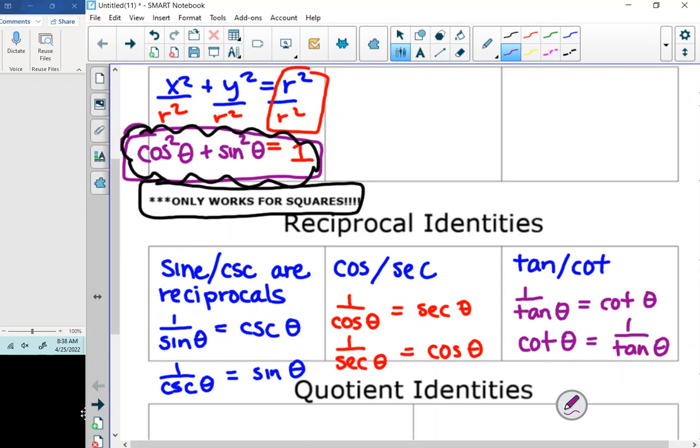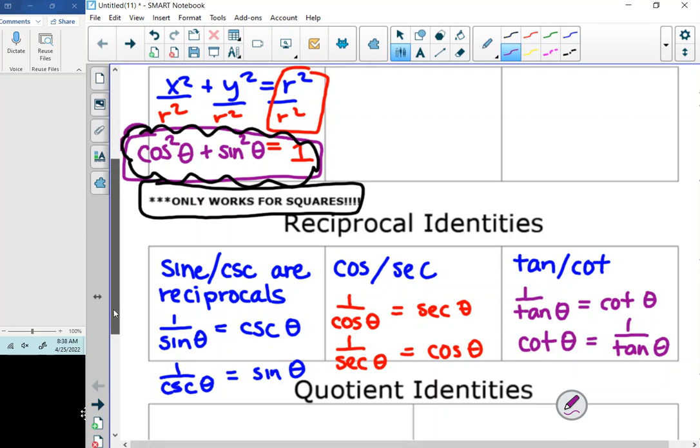There's basically 11 identities that we have to remember. There's 3 versions of the Pythagorean identity. There's 6 reciprocal identities, and there's 2 quotient identities. So 11 identities total when we make our list. We already know 6 of them, or we should, or at least 6 of them aren't too bad.